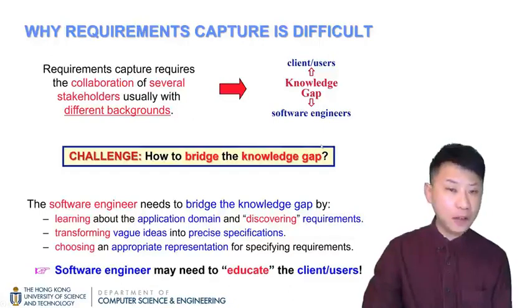Okay, and there are a few things that you have to do as a software engineer. Okay, first thing is that you have to learn about the application domain and also discover all the requirements from the application domain.